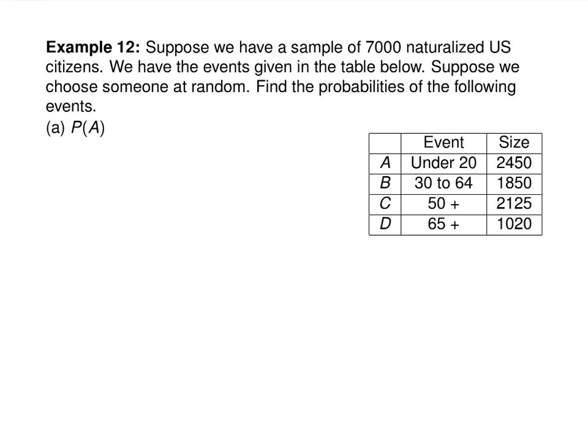So what is the probability that A occurs? What are the chances that if you pick a random person, you're going to pick someone who's under 20? 2450 out of 7,000. Which ends up being 0.35. Part B asks for the probability of a complement, which is not being under 20, as in being over 20. So it would be 1 minus 0.35, even easier, which works out to be 0.65.